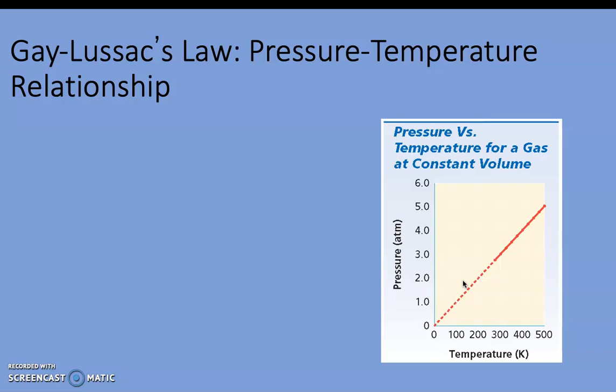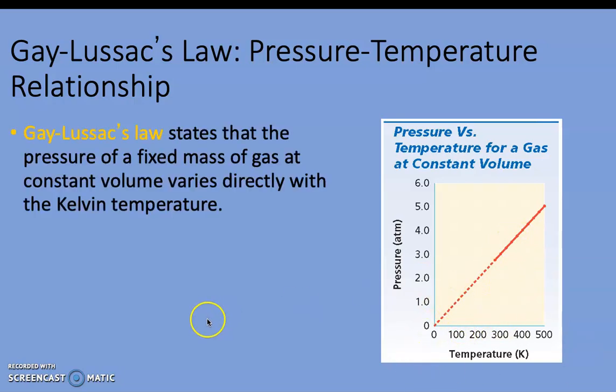Okay, this law here is called Gay-Lussac's law. Pressure-temperature relationship. They're directly related. The graph is going up. Gay-Lussac's law states that the pressure of a fixed mass of a gas at constant volume varies directly with the Kelvin temperature. So you have P1 over T1 equals P2 over T2.